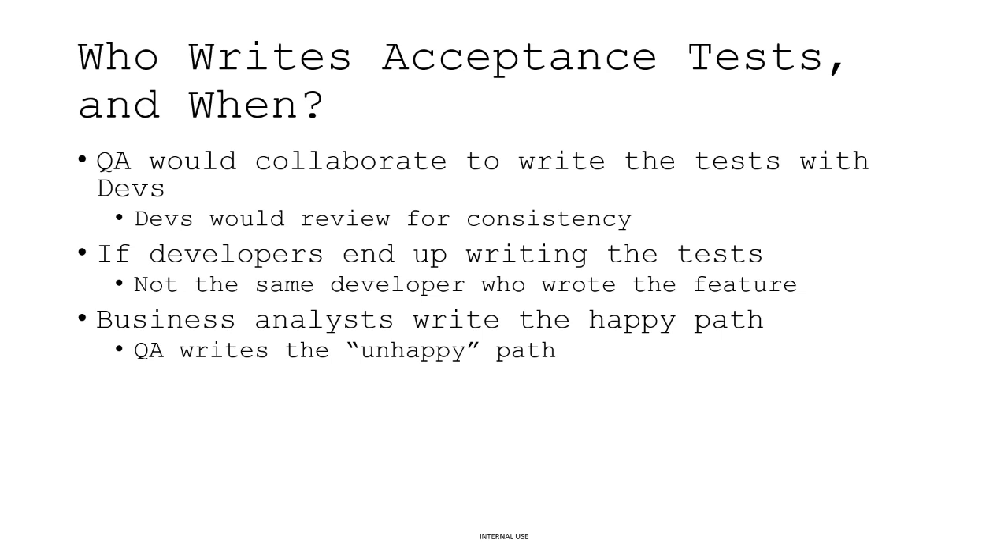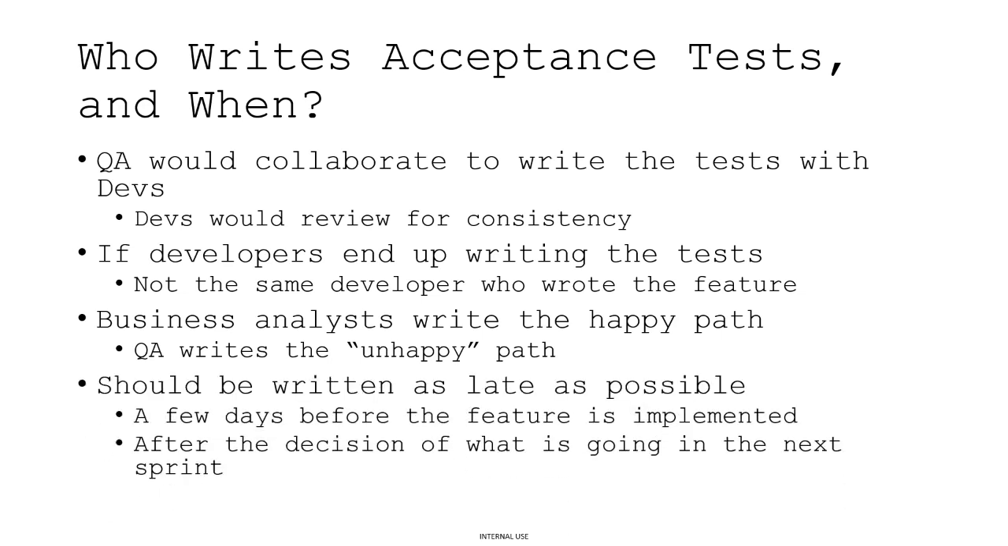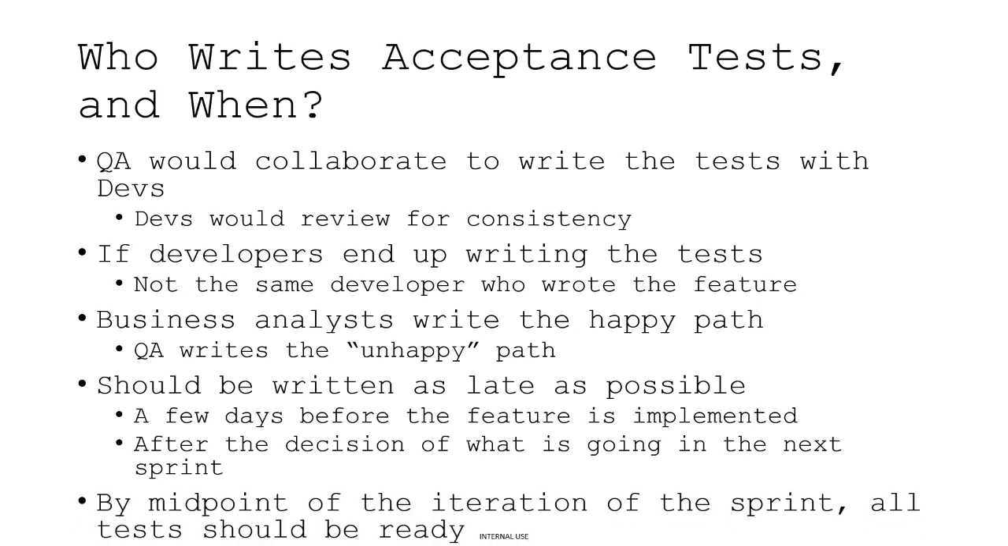And a couple other pointers when writing these tests. The business analysts, the business team, can write the happy path of the test because they would be happiest if it all just works perfectly, right? They can write the happy path acceptance test. QA can write the unhappy path because they are normally supposed to find bugs anyway, so they know all the negative scenarios, the things that can go wrong.